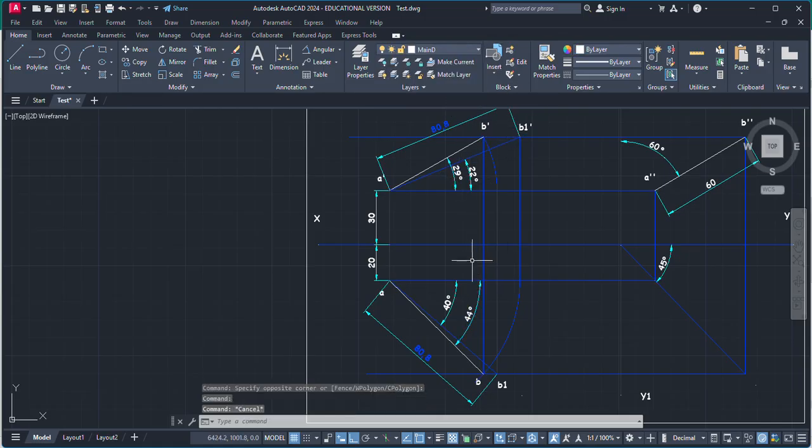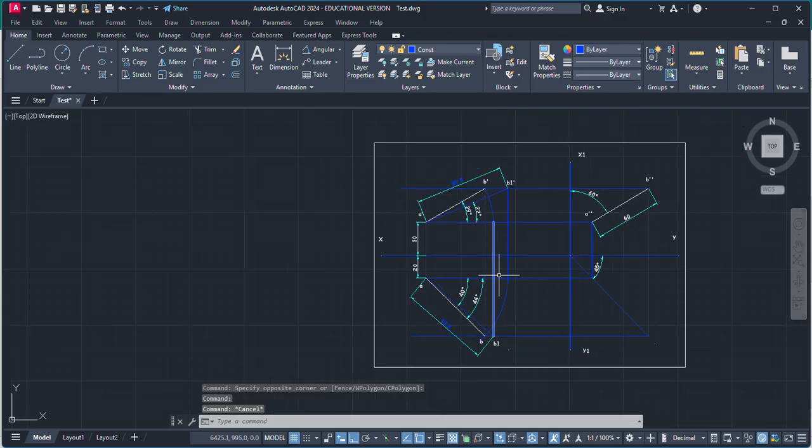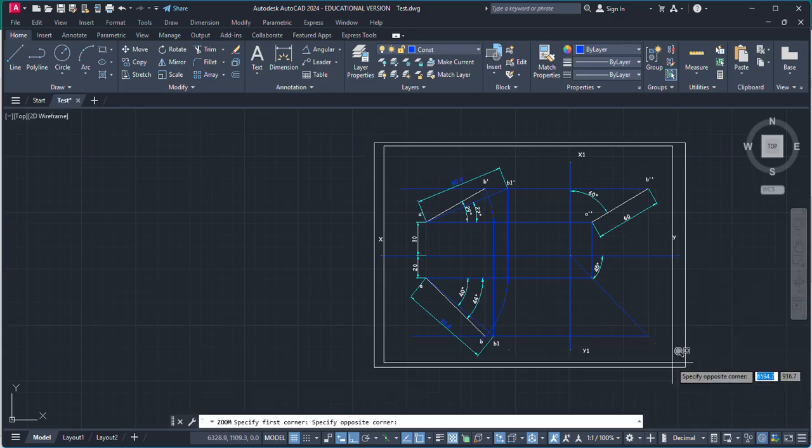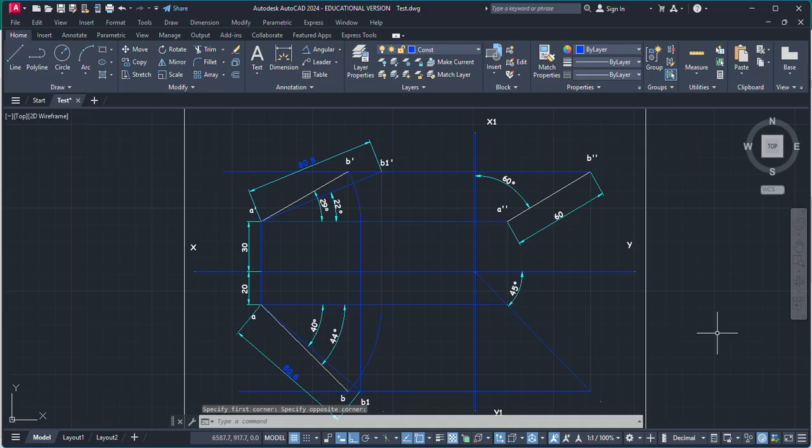So this is our projection. That's it. This is the complete projection of this particular question.